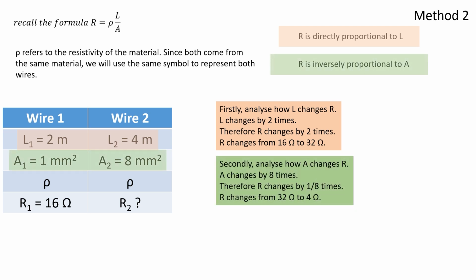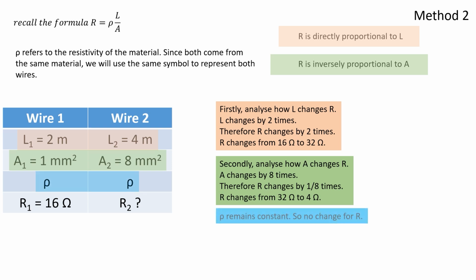Next, we analyze the change in cross-sectional area. The area increases from 1 square millimeter to 8 square millimeters, meaning it increases by a factor of 8. Since resistance is inversely proportional to area, resistance changes by a factor of 1 over 8. This reduces resistance from 32 ohms to 4 ohms.